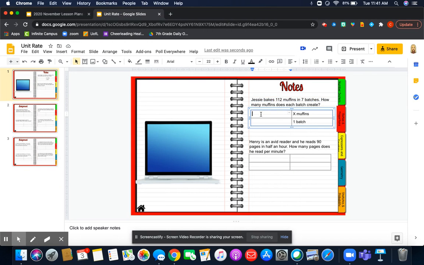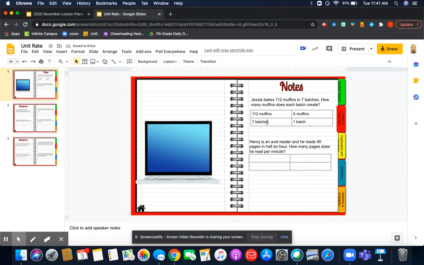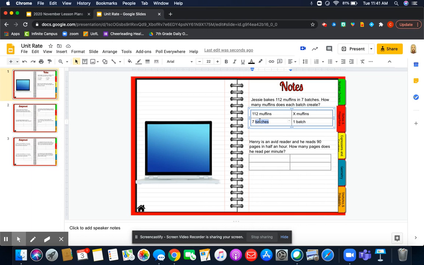So we know that Jessie is making 112 muffins, and that takes 7 batches. And if you guys notice, I'm including my units in here because whatever unit is here should be directly across from it. They shouldn't be on the crosses. It shouldn't be batches and batches. It should be muffins to batches over here. So now we need to think of these as equivalent ratios. So I know 112 over 7 is going to equal X over 1.